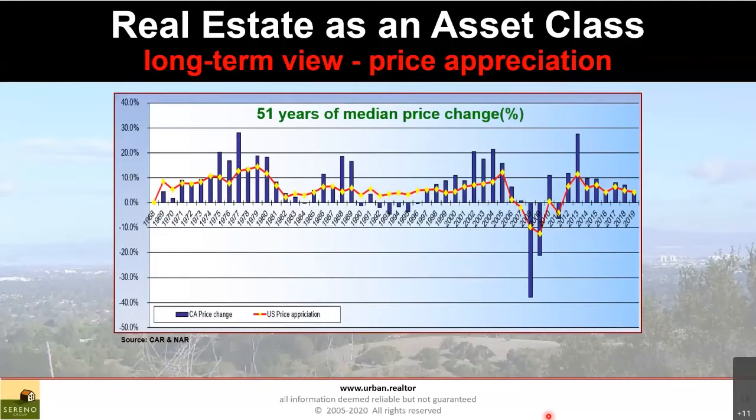As we move forward, we see a very impressive chart that shows 50 years of median price change in the United States and California. California is the bars, and the United States is the red line. What we see is that over time, we obviously had significant appreciation over the years. There were some times when we see some correction in the market, and each one of those has to do with something in the economy.